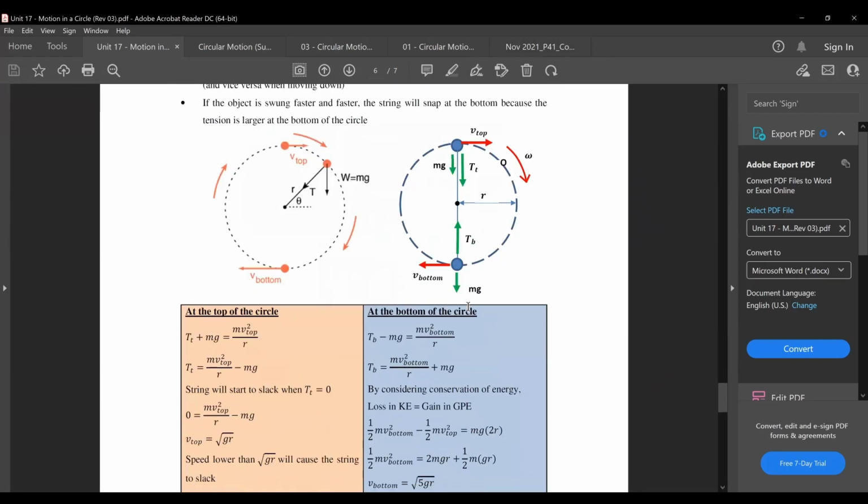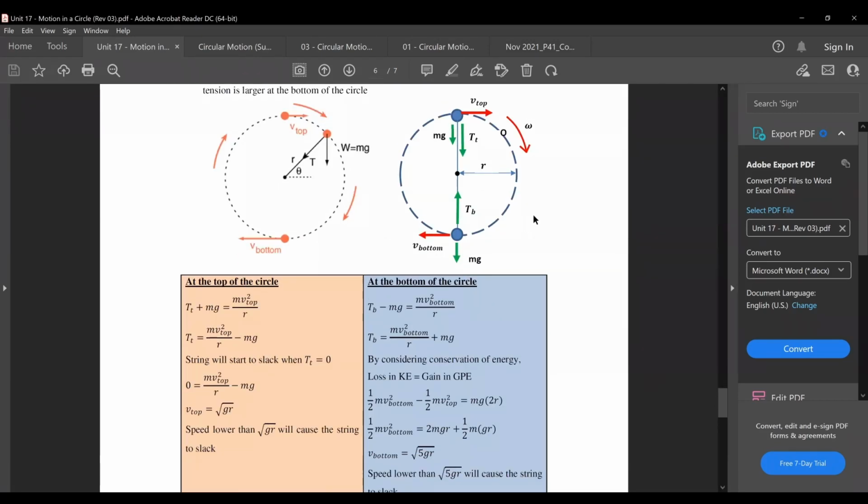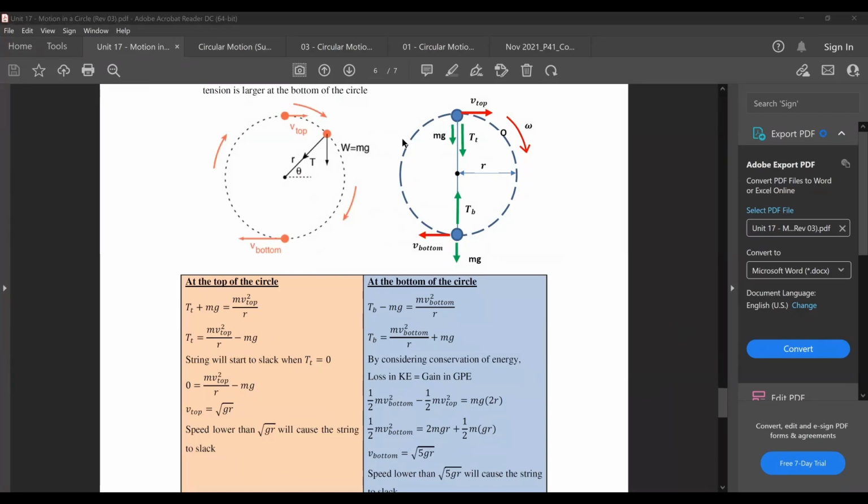Okay, so let's look at the analysis here. If you look at the diagram on the right, it's actually the object moving in a circle, but this one with the forces indicated.